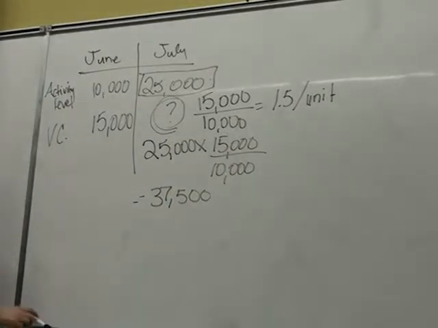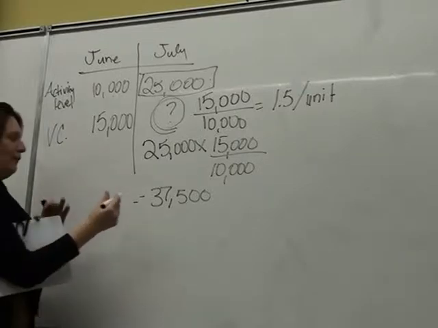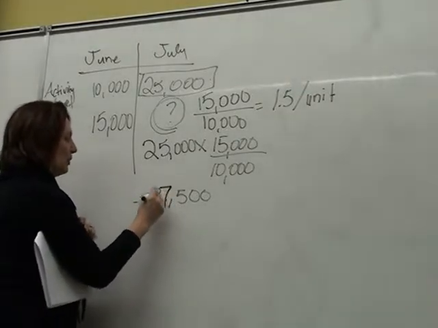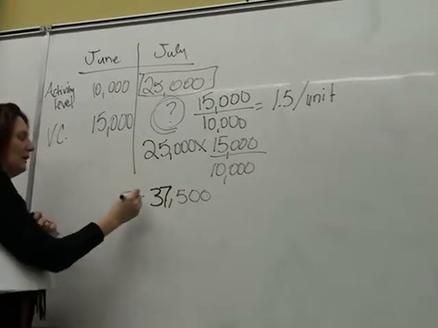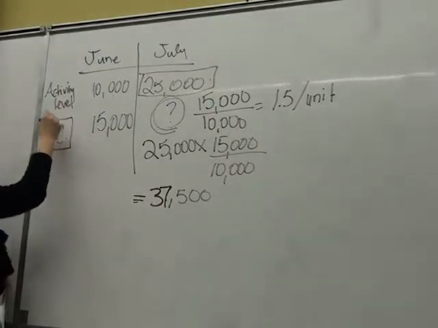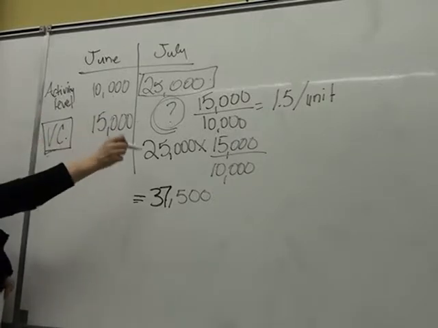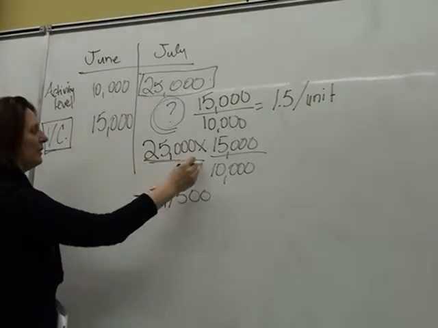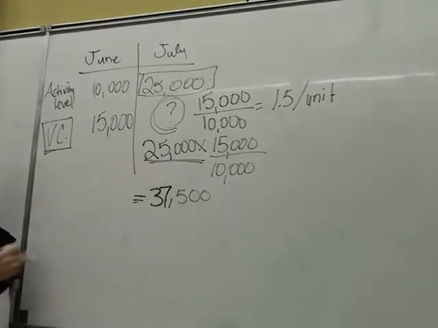Okay, so that is how you answer the first part of the variable question. How do you calculate that? You need to determine what your variable cost is per unit and then multiply it by the number of units. So now we know the variable cost portion is 25,000. I gave you a fixed cost portion of 15,000.